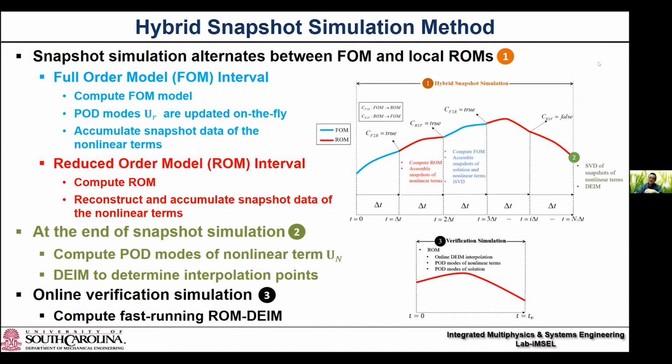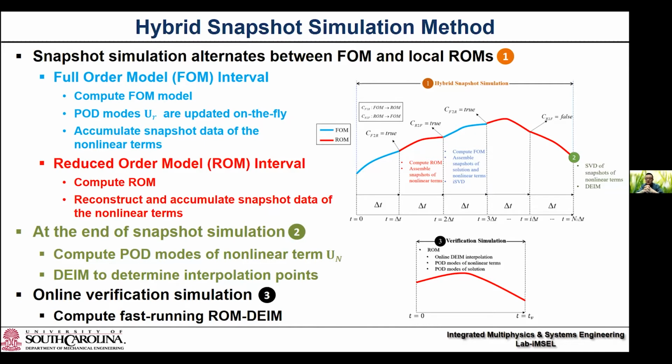So what we have done is basically divide this entire simulation into many intervals, delta t. For example, if you have 100 seconds as the total time for the snapshot simulation, you can divide it into 10 intervals, and each interval is 10 seconds. However, this delta t is not the time step for the simulation. It is only the duration, the period of the interval.